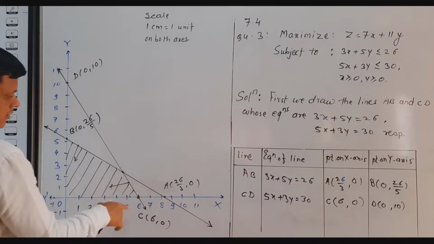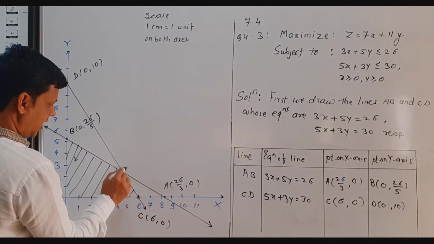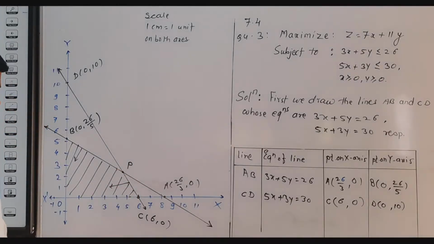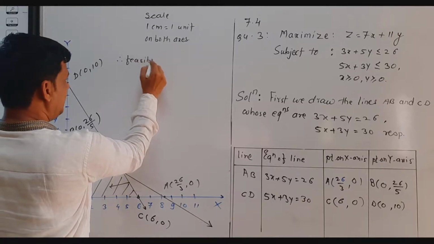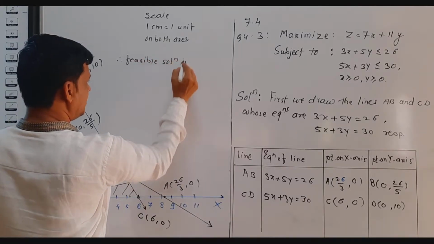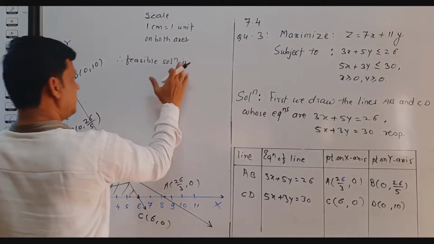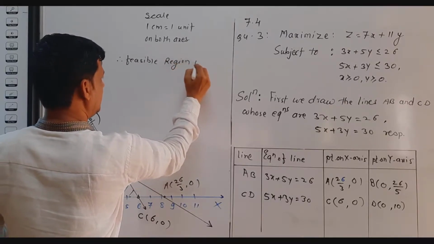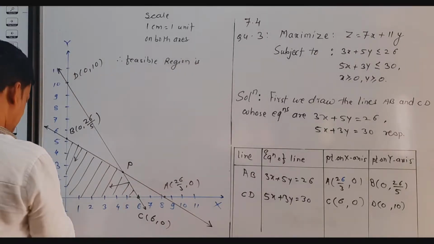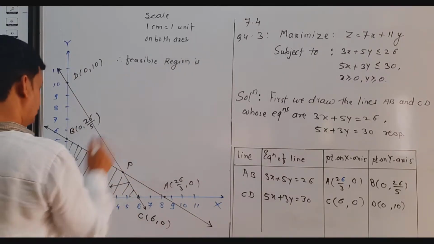The point of intersection of lines AB and CD we call point P. So we write here: therefore the feasible region is OCPBO.